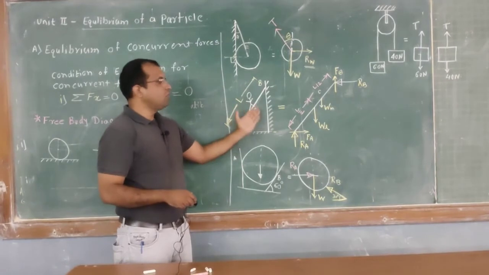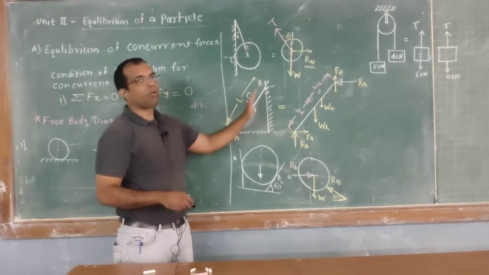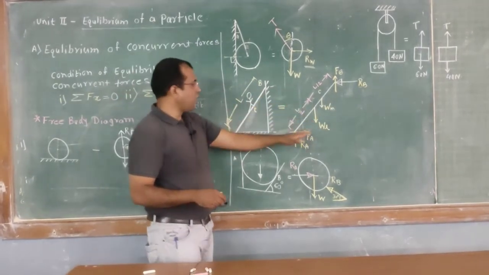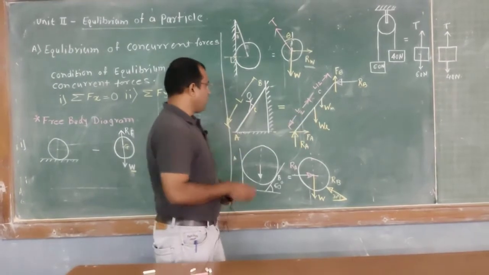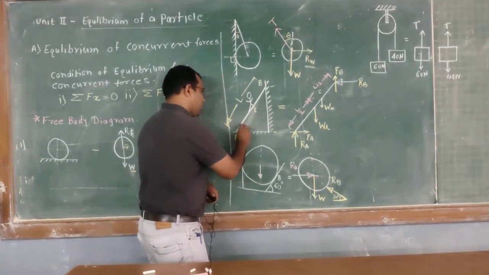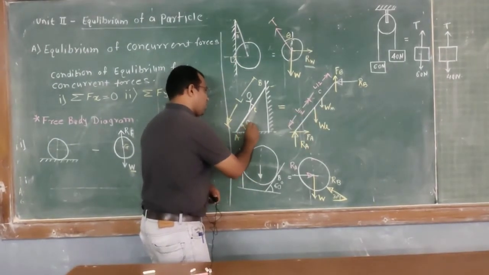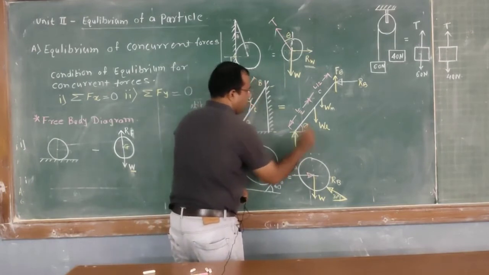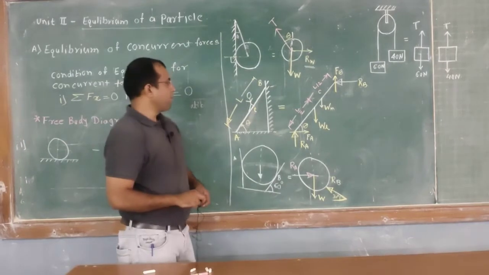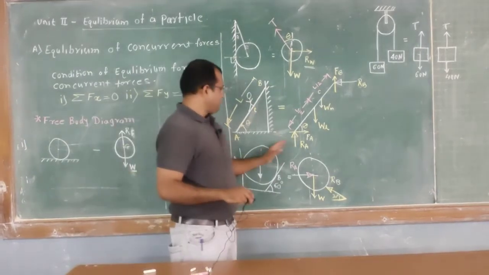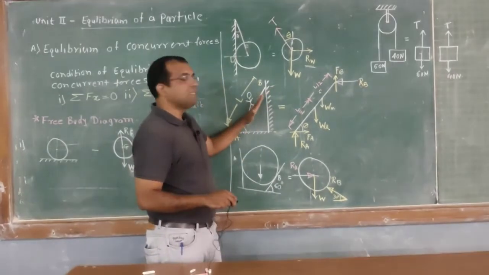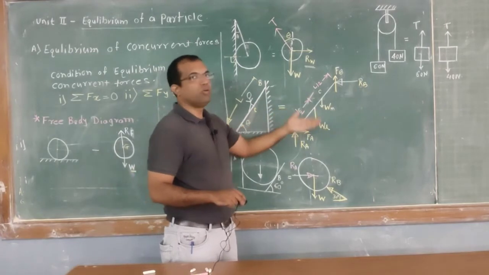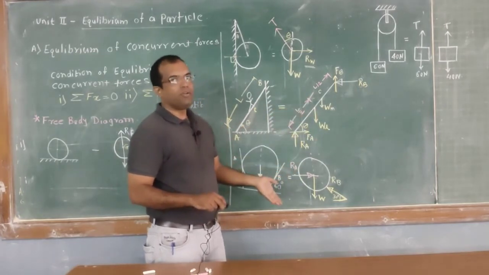Again we have to isolate this ladder from its surroundings. So I have isolated this ladder from its surroundings. Let's say this angle is theta with respect to horizontal. So this angle is theta with respect to horizontal. Now we have isolated this ladder from the surroundings, so we have to show all active and reactive forces.